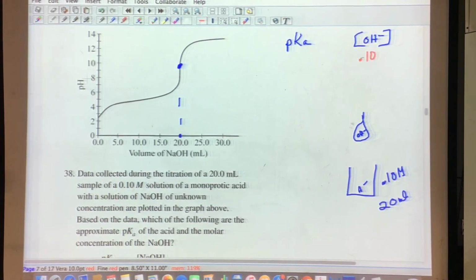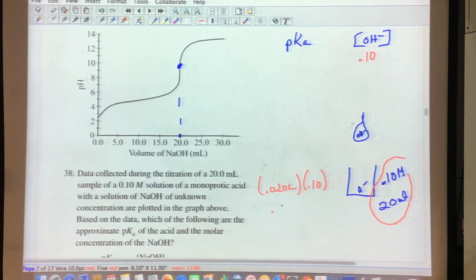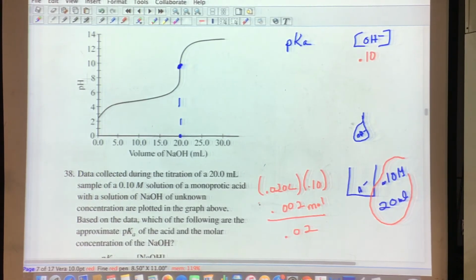Now if you like M1V1 equals M2V2, I'm not a big fan, you could have solved for that. Or if you wanted to, because you don't have a calculator, use the math: 0.020 liters times what? 0.10 molar. Liters times molarity always gives me moles. I get 0.002 moles. And then you divide that by what? The volume of the base that was added, which is 0.02. You could see the math is pretty simple. It's 0.1. Or you could have recognized that right away. So that's the first part.